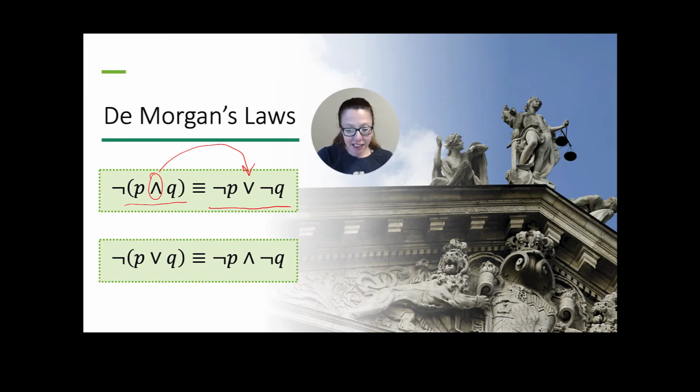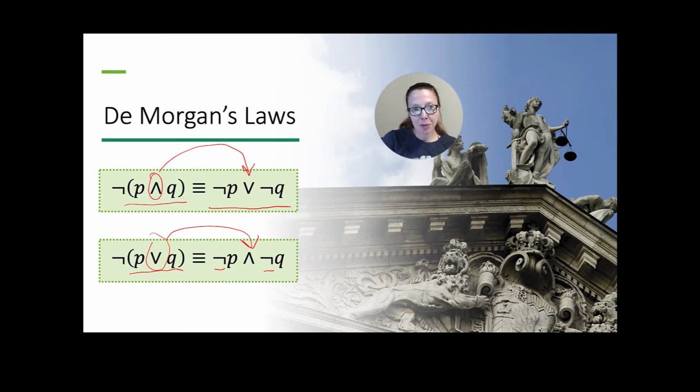The second of De Morgan's laws is how we negate a disjunction, P or Q. In this case, again, we take the negation and apply it to each of its component parts, but then when we combine them together, that or becomes an and. So let's take a look at what that looks like in terms of application.